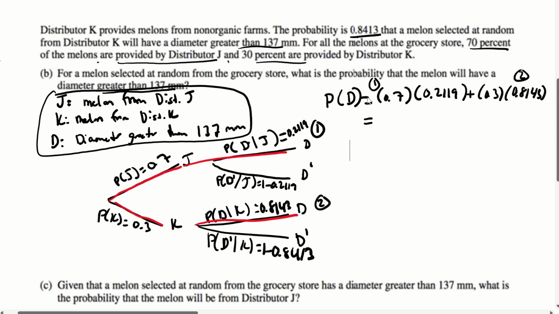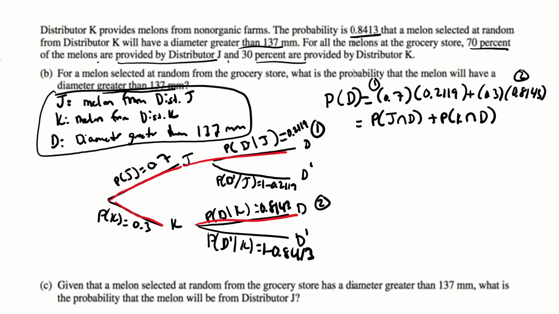And so when we do that, we probably want to label this, right? So let me label these things. So this is the probability of J and D plus the probability of K and D, all right, which is that. And then we would get 0.1483 plus 0.2524, which is 0.4007.